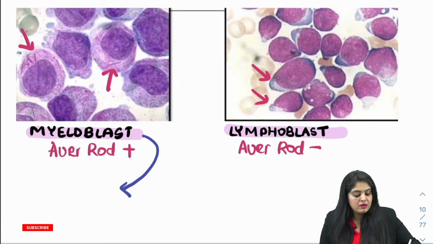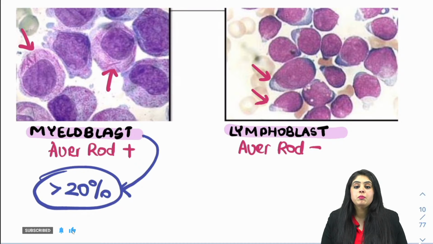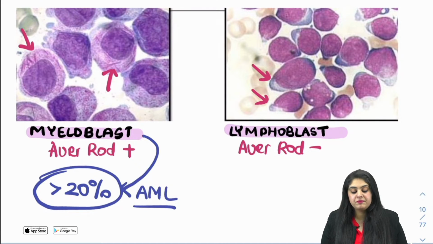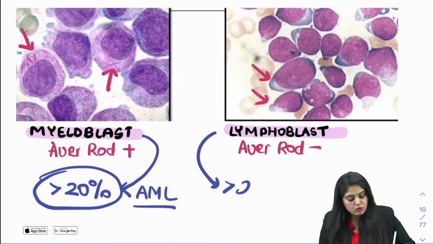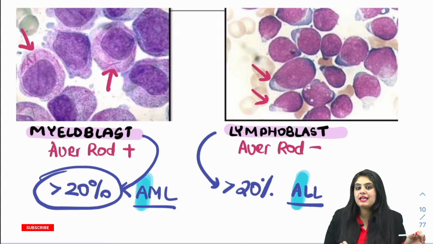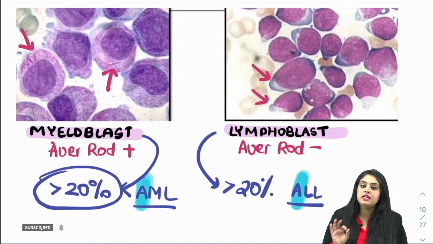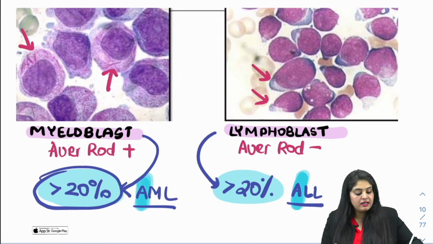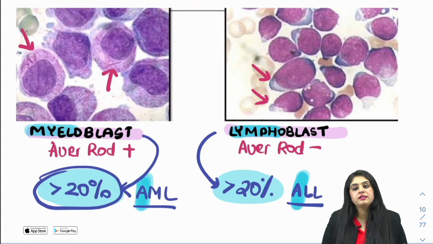Because if myeloblasts are more than 20%, what is your diagnosis? If these cells come out to be more than 20%, your diagnosis becomes acute myeloid leukemia. And if lymphoblasts come out to be more than 20%, then your diagnosis is ALL. So what did I analyze? For any acute leukemia, guys, whether it is AML or ALL, the blast cutoff has to be above 20%. So myeloblasts above 20% is AML, and if lymphoblasts are above 20%, then that is ALL.